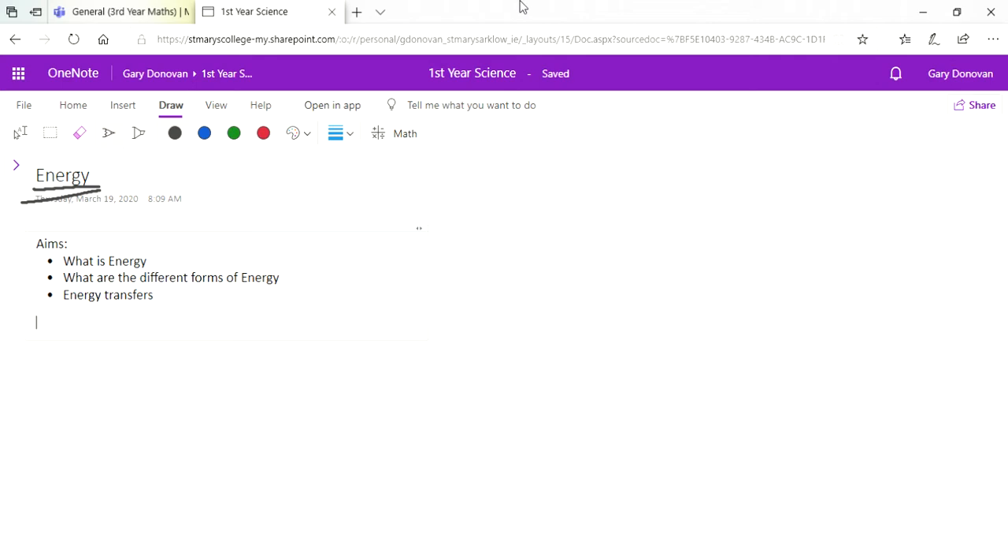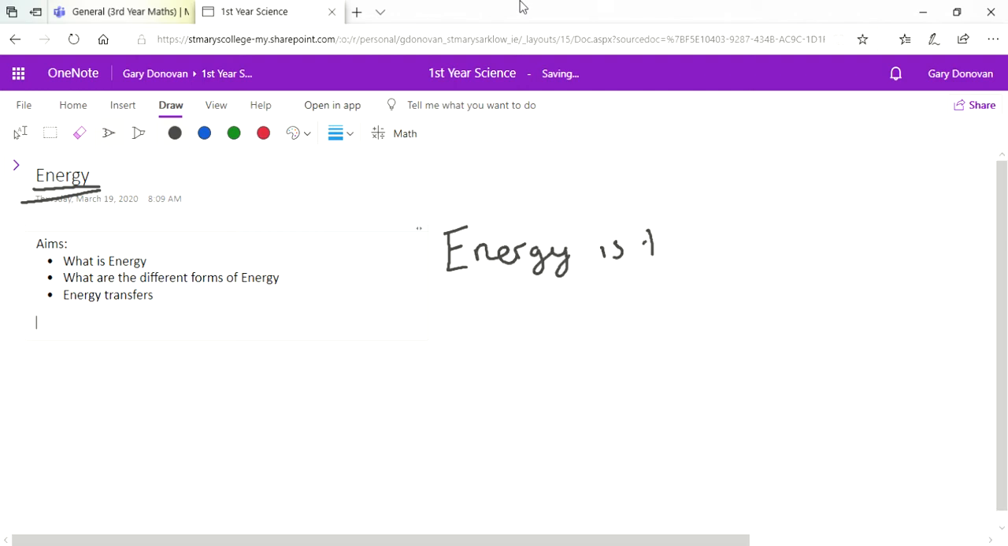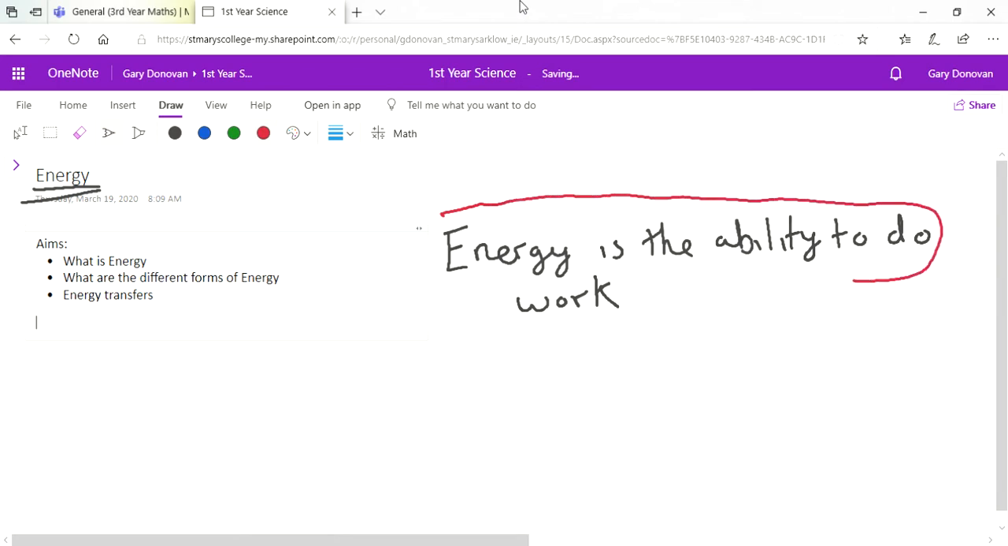So what is energy? Energy is a really hard thing to describe. It's very abstract, and lots of different things can have energy, and energy can exist in lots of different forms. So it's really difficult to describe, but the science definition for energy is the ability to do work. So you definitely want to take down that definition, because that's the kind of definition that they like to see in exams, and that's the general description for what energy is. But it doesn't really make a lot of sense to us at the moment.